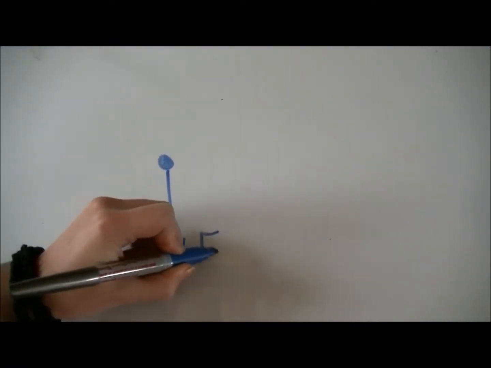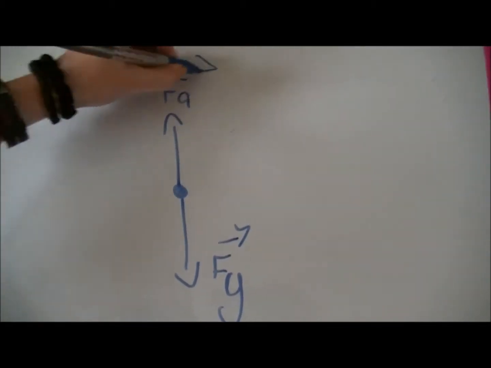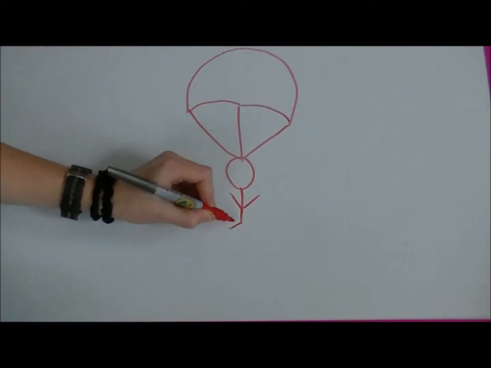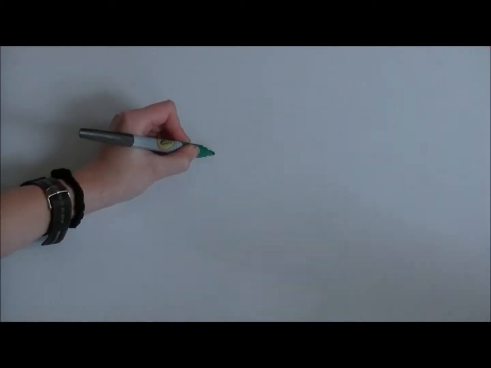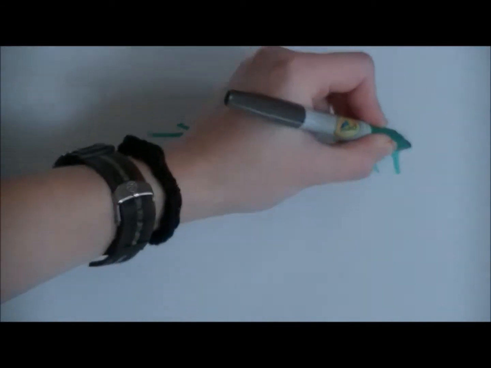We know that there are two forces acting on the parachute, gravity and air resistance. Gravity causes two objects to be drawn together. The acceleration of gravity is negative 9.81 meters per second squared.